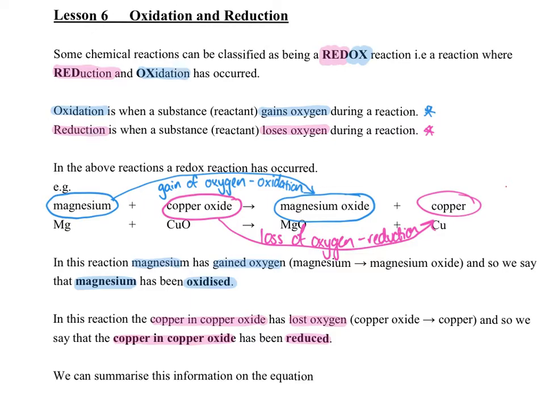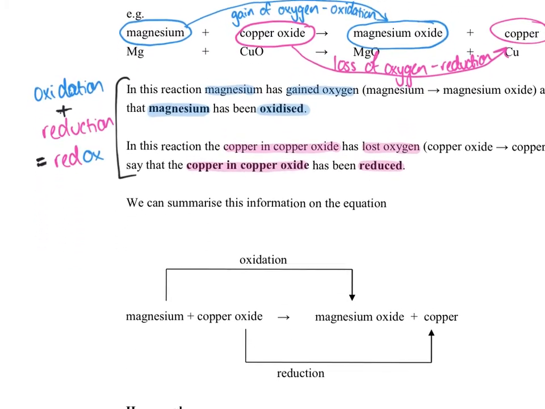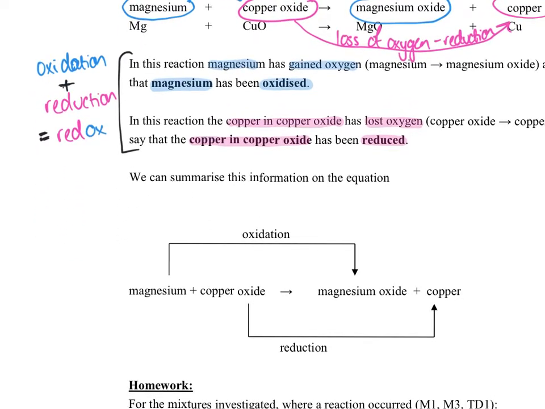So magnesium, oxidation happens to it. Copper oxide, reduction happens to it. And because we have oxidation and reduction happening in the same reaction, this overall is a redox reaction. And you might want to write that at the side of those two sentences. What you can see in the little diagram below is that we've just summarised that information, and we've drawn a diagram that is very similar to the annotations that I've made to your equation above.